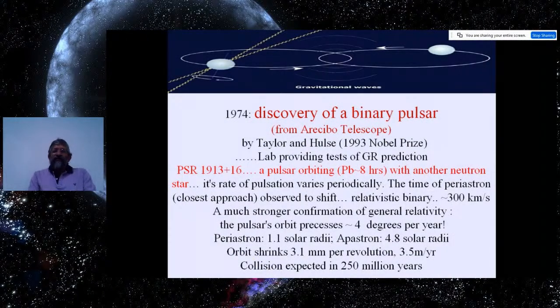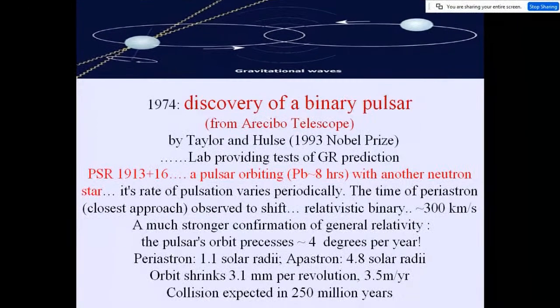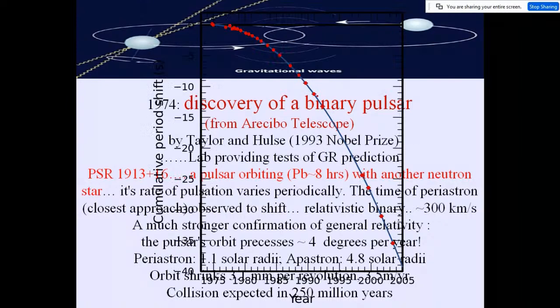Of course, the most celebrated binary pulsar is the one discovered by Hulse and Taylor in 1974 from the Arecibo telescope, which was a relativistic binary, in the sense that both of them were neutron stars moving in a very tight, short-period orbit. They did careful timing observations of this pulsar, the promise of which was discussed early enough.